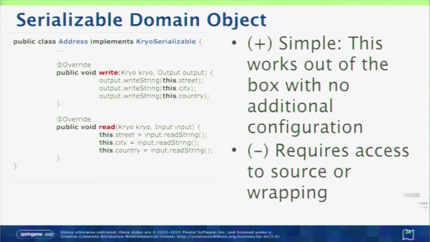But the plus of doing it this way is that it'll work out of the box. When you're working with POJOs in XD, they have to be known in the class path anyway. So if you can do this, you don't have to do any extra Spring config. But like I said, it requires access or knowledge of the domain types.